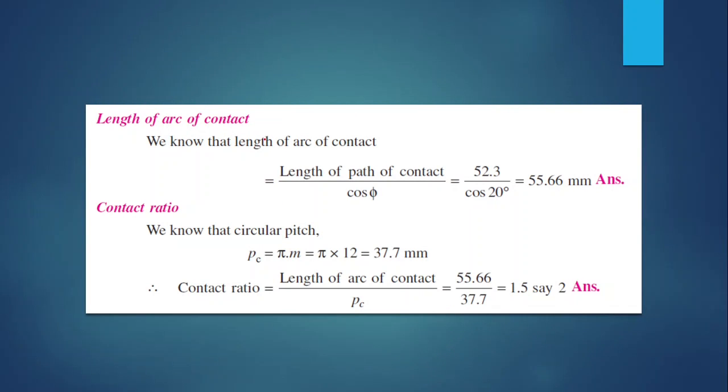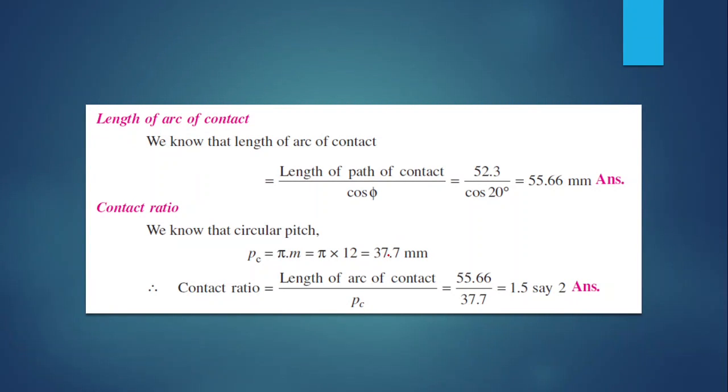Length of arc of contact is equal to length of path of contact divided by cos phi, where phi is the pressure angle. Then 52.3 divided by cos 20, that's equal to 55.66 mm. Then contact ratio, we know that contact ratio is equal to length of arc of contact divided by circular pitch. Circular pitch is equal to pi into module, then pi into 12, that's equal to 37.7 mm.